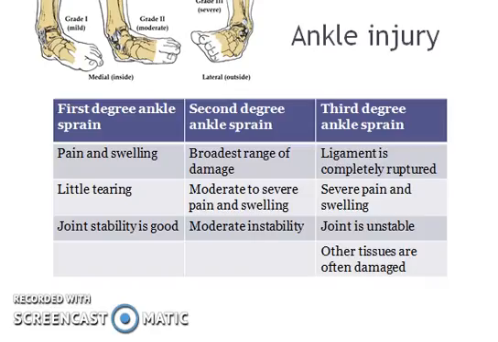Now I'm going to talk about ankle injuries. So a first-degree ankle sprain is when there's pain and swelling, however there's little tearing, and the joint stability is fair and it's quite good. So as you can see in the photo, it's grade 1, it's mild. A second degree ankle sprain is the broadest range of damage, and there'll be moderate to severe pain and swelling.